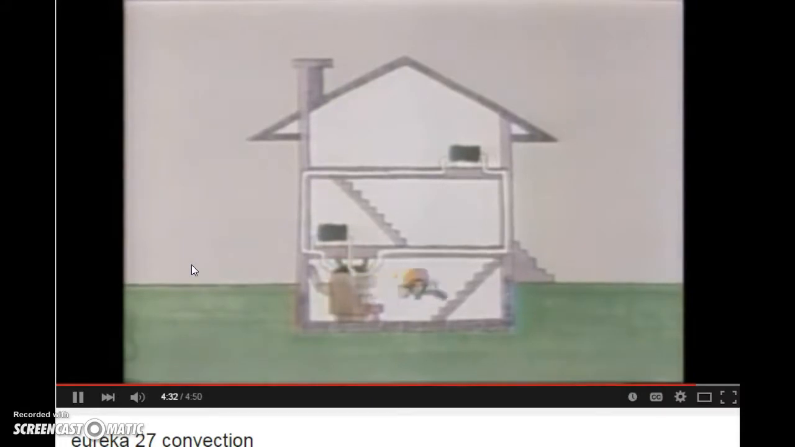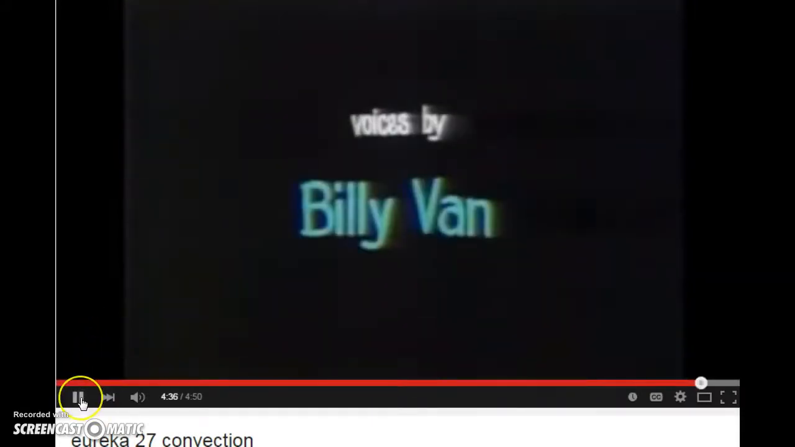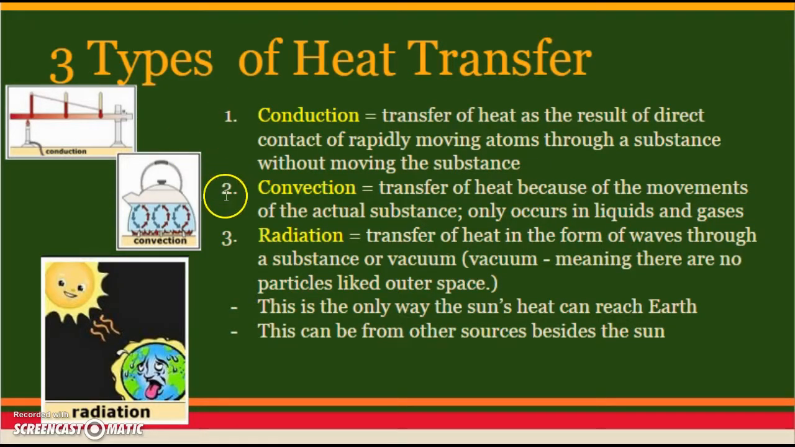All right. So again, these are kind of cute little videos if you ever want to watch them. They have nice little sound effects that I'm not going to do for you. And now we can go on to our third type of heat transfer. So we already did conduction and convection. Our third type of heat transfer is radiation.